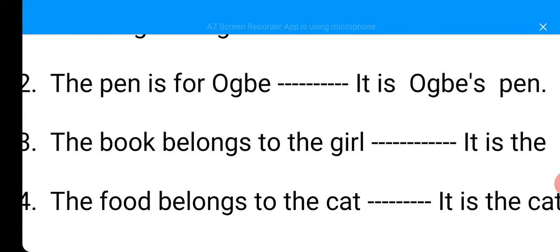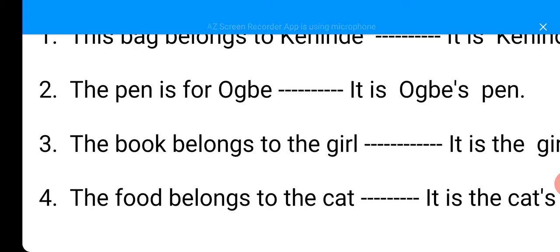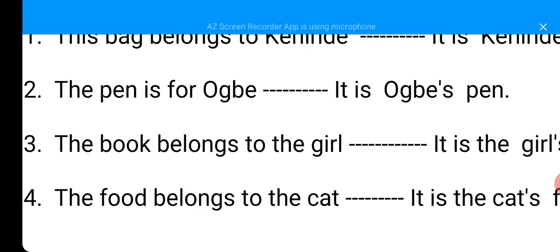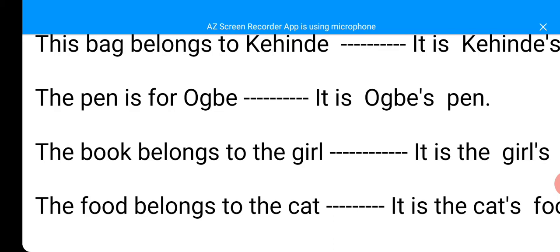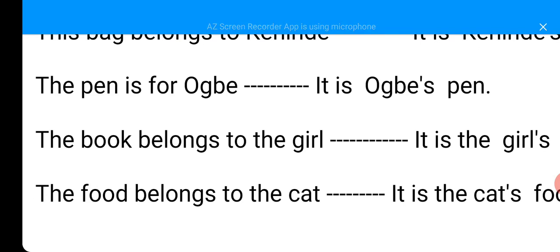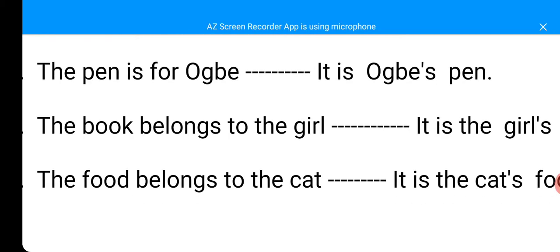Number 2: The pen is for Ogbe, telling us that Ogbe owns the pen. It is Ogbe's pen. You can see Ogbe, O-G-B-E, apostrophe and S. Then the pen, which is the thing Ogbe owns. So you can see Ogbe, the sign, the apostrophe, then the S, then the pen he owns. So it becomes Ogbe's pen.